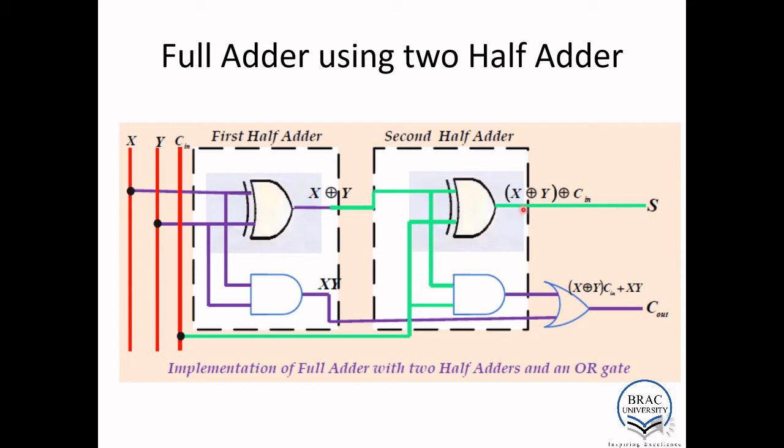So for the full adder, the sum we got is X XOR Y XOR Cin, and the carry is (X XOR Y) dot Cin plus XY. So the final product is a full adder using these two half adders. That's what we got in the previous equations.